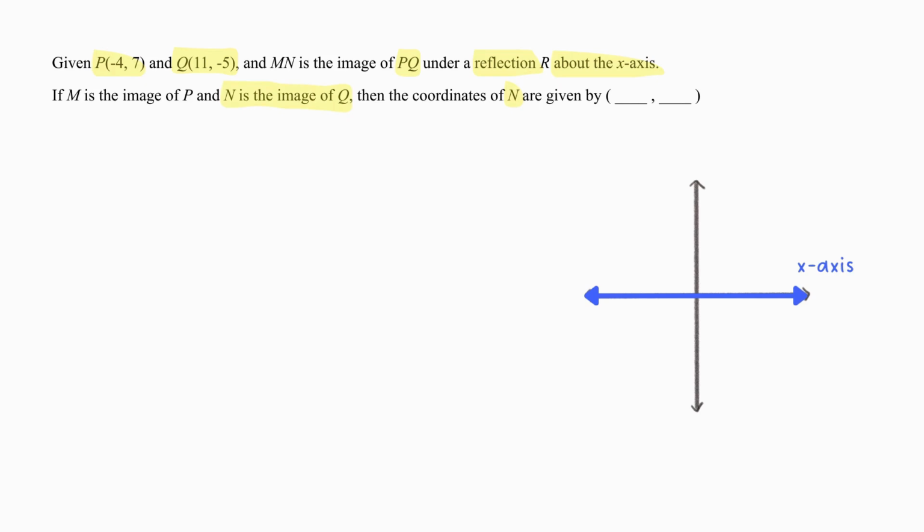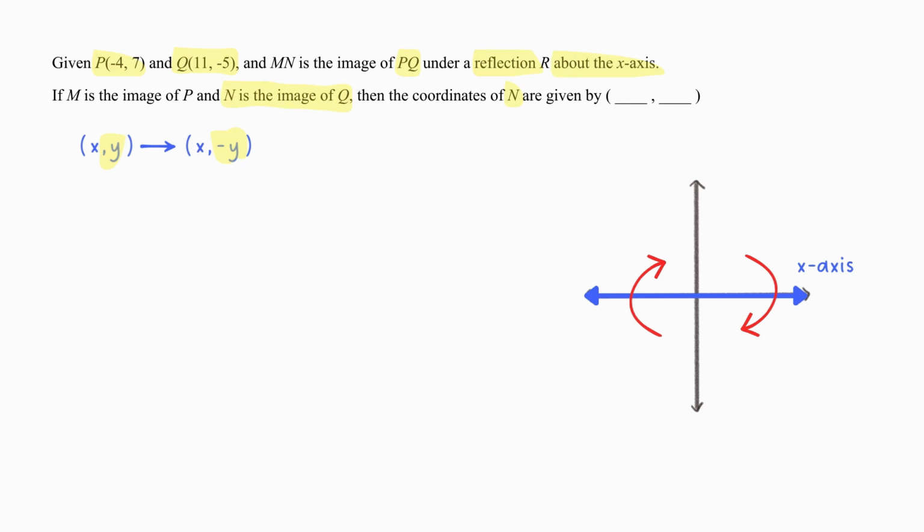When you reflect a point over the x-axis, or the horizontal line, the point stays in the same spot, but it flips its position top to bottom or bottom to top. In math terms, the rule is: the x-coordinate stays the same, while the y-coordinate becomes its opposite. In other words, it changes sign.